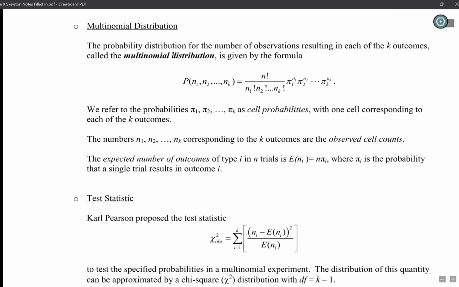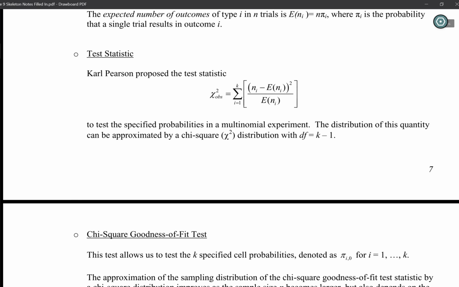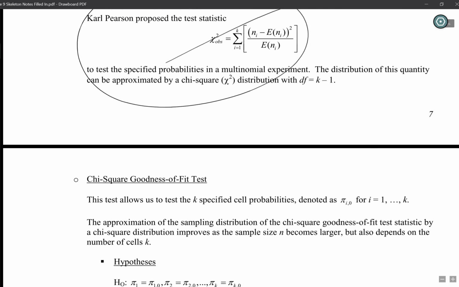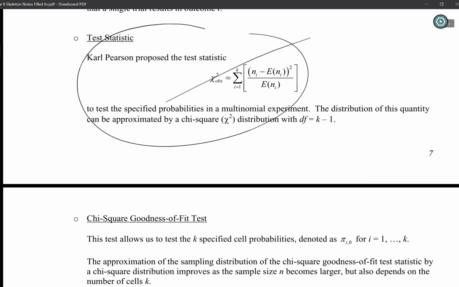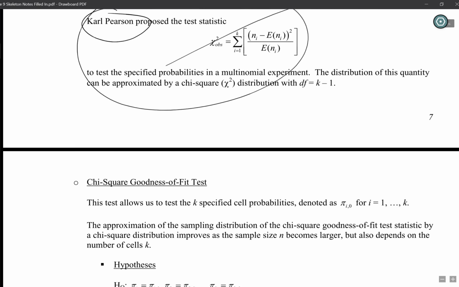Okay, so I have this note here on test statistic. I really want to get through that. This is more or less out of place in terms of the note, so let's skip it for now. But I will want to reference this. This is typically called the Pearson chi-square statistic.